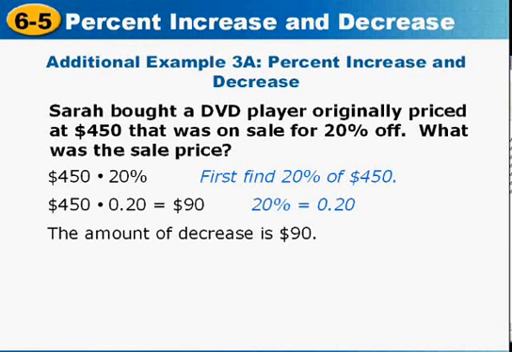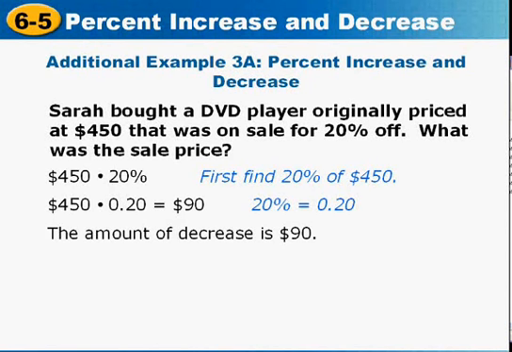The amount of decrease is $90. 20% off is $90. $90 is the amount that we took off, which made it go down by how much? $90. So that's how you know the amount of decrease is $90.